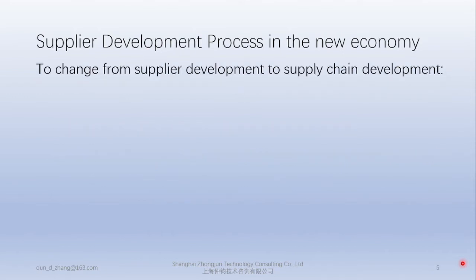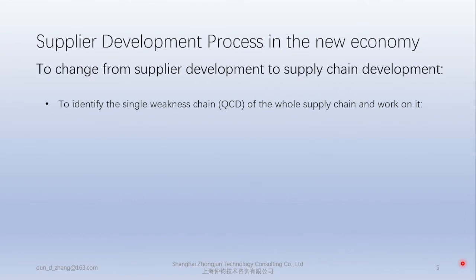The first point is to change from supplier development to supply chain development. It means, as I mentioned before, that competition is now between supply chains. Then we need to identify the single weakest link, in quality, cost, and delivery, of the whole supply chain and work on it. For example, to develop key tier suppliers, not only tier 1, you need to think about tier 2, tier 3. Of course, you cannot cover all of them. You find the weakest one and the key one.